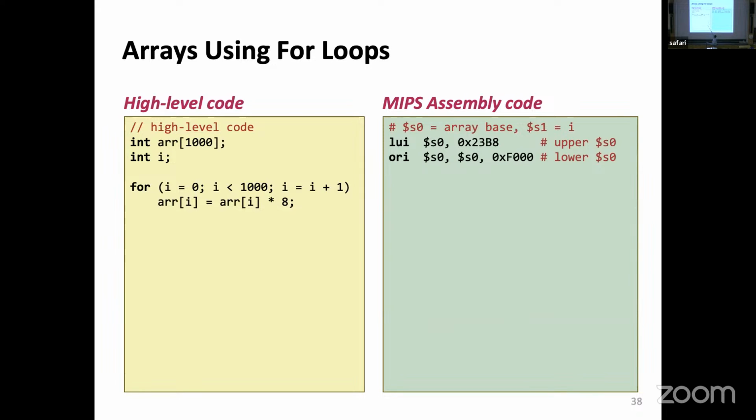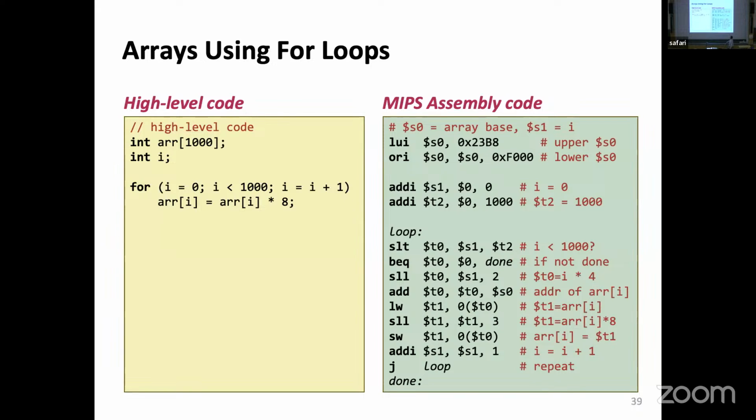What if my array is not that small, but my array is big, and I want to put a loop around it and say, okay, here, this is my base address. In this case, the base address ended up being a completely different one, right? 23B8 F00. And here is my loop, right? This is my endpoint. This is a trick that I used before. This is my endpoint, the 1000, and S1 is my counter.